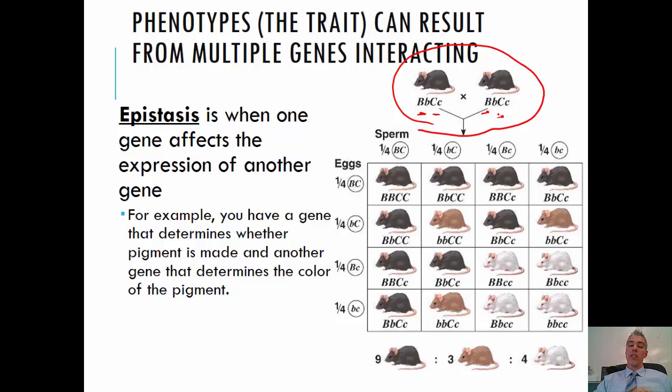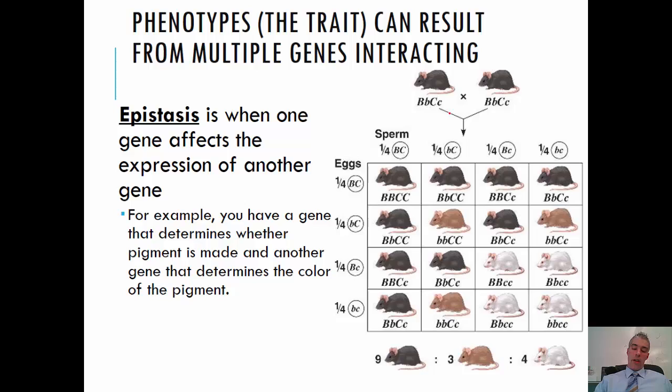So when you do this cross, you would expect to get that 9:3:3:1 ratio, but you do not. In fact, you get a 9:3:4 ratio, because anytime you have a little c, which is the case in these four, you're going to express no color. And it doesn't matter what you are here at all, you are always going to have white fur. Okay? So epistasis is when one gene affects the expression of another.